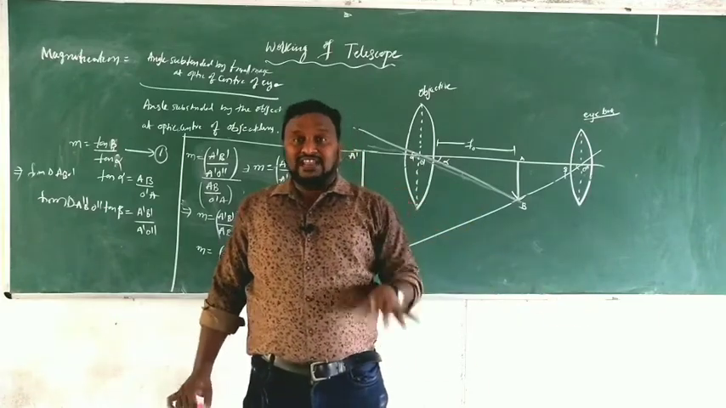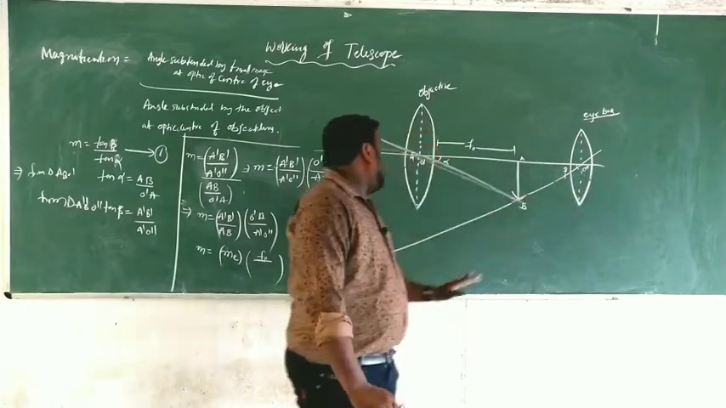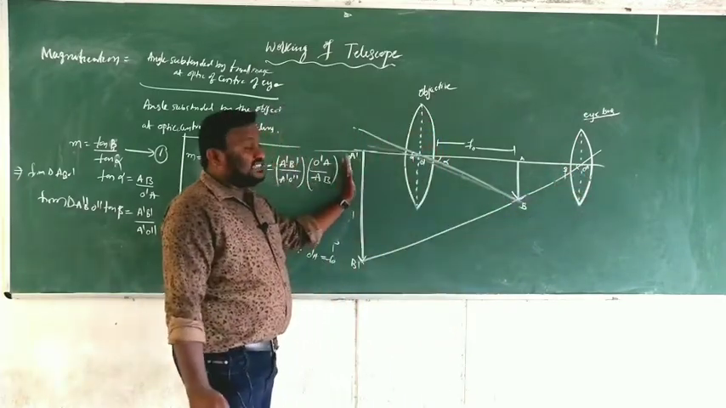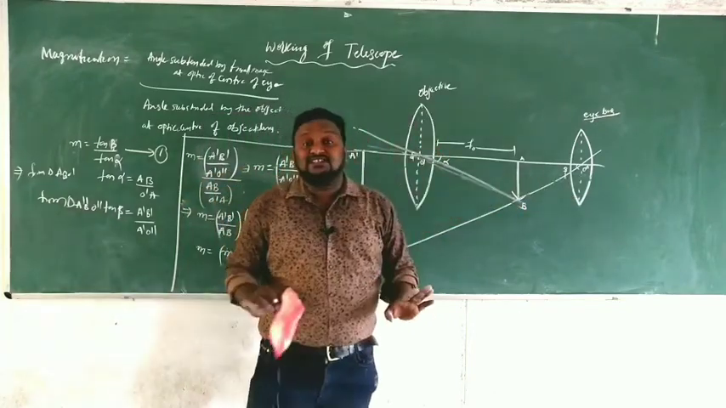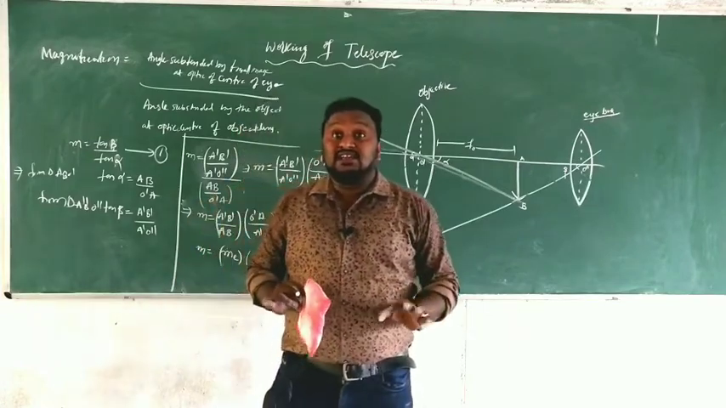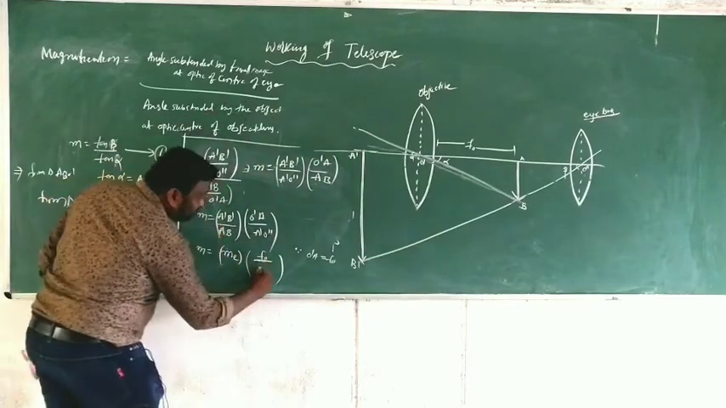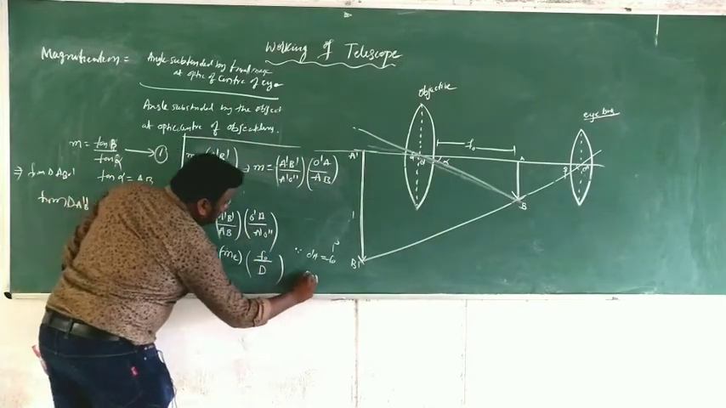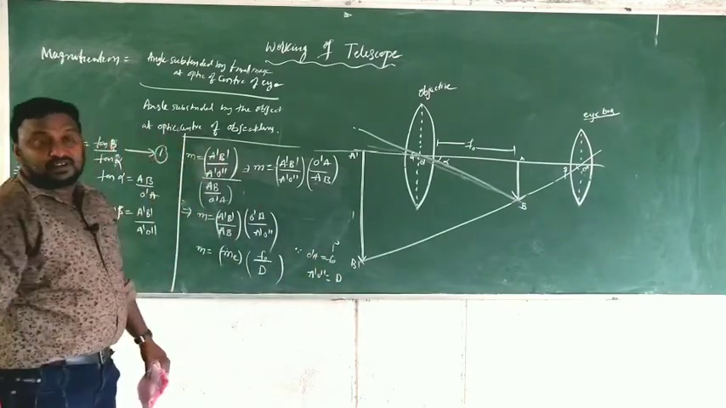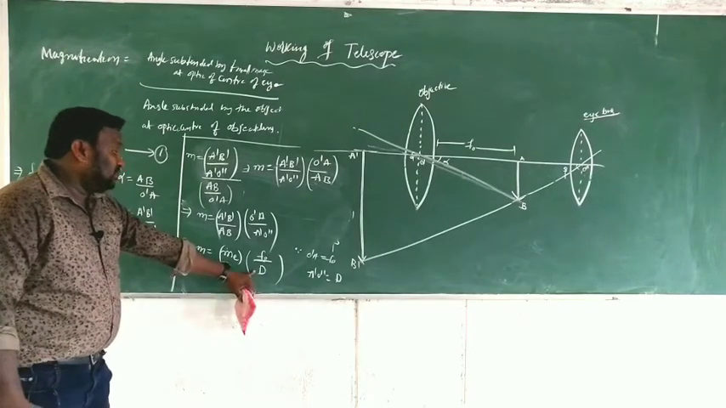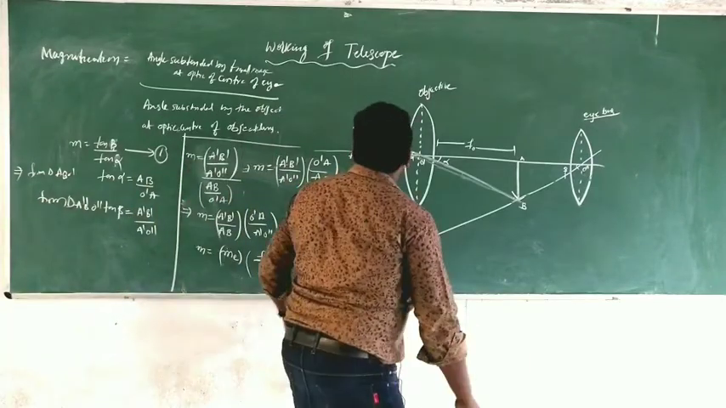Clear, children? So here, for the object AB, its image should be formed at this location. At this location, O double dash A dash is nothing but the near point distance. That's why I am taking A dash O double dash as D. And the D here, we will take as minus. Clear? That's why I am writing it like that.